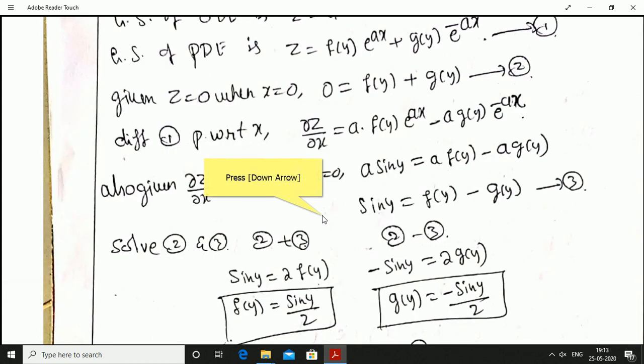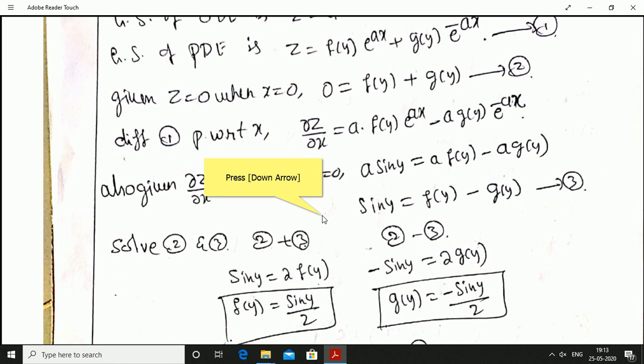Now solve equation 2 and 3 to get f of y and g of y values. Once I did equation 2 plus equation 3, if I add those two equations, f of y plus f of y is 2f of y. G of y minus g of y gets cancelled, is equal to sin y, or else f of y is equal to sin y by 2.